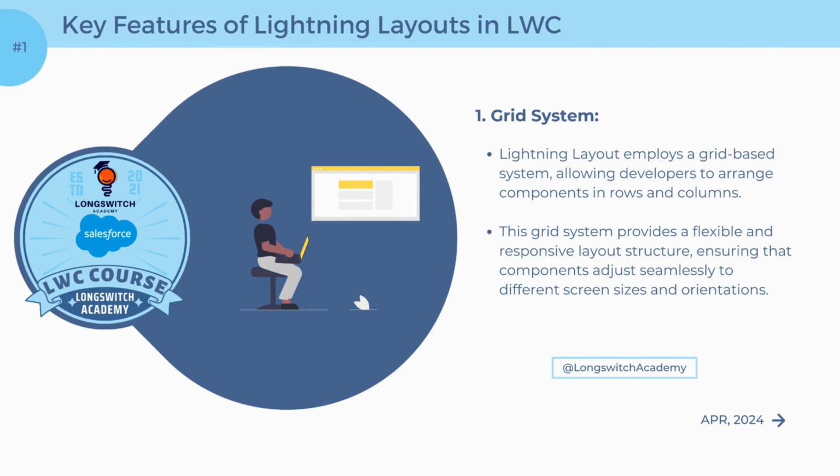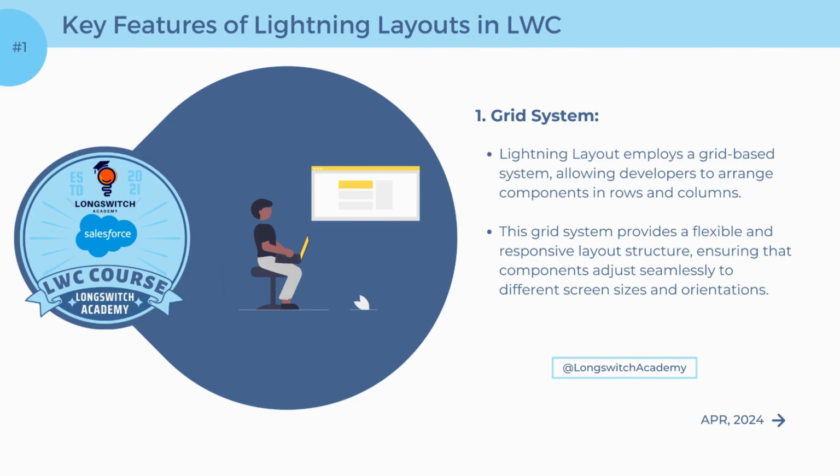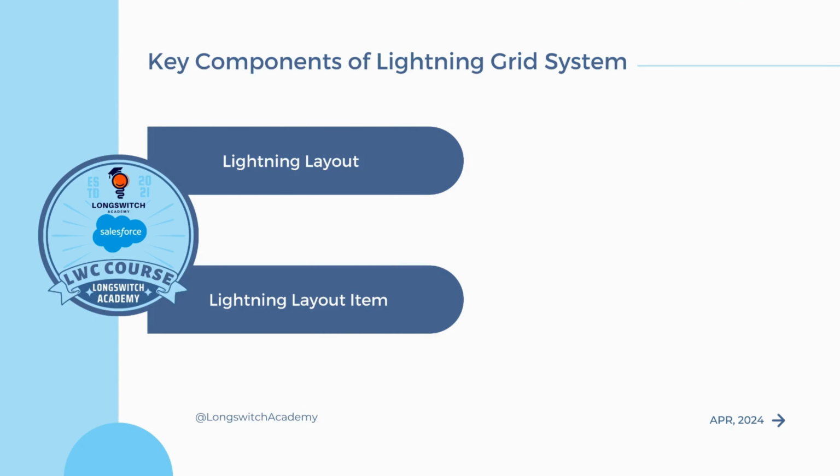The first key feature of Lightning Layout is its support for grid system. Lightning Layout employs a grid-based system, allowing developers to arrange components in rows and columns. This grid system allows developers to easily organize components in rows and columns, ensuring consistency and alignment across the user interface. The two key components of Lightning Grid System are Lightning Layout and Lightning Layout Items.